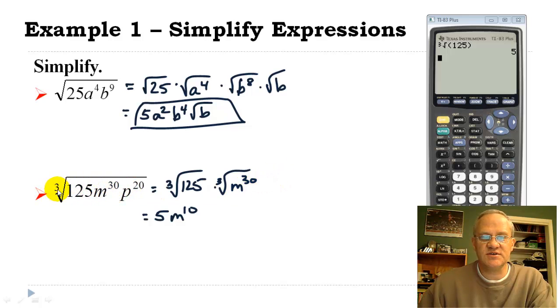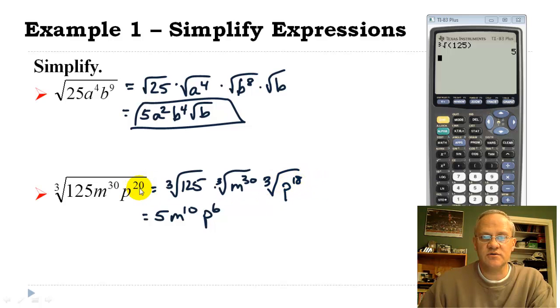Well, we want something to divide by 3 evenly that's less than 20. Well, 19 won't go, but 18 will go. So we've got the cubed root of p to the 18th. That'll go evenly because 18 divided by 3 is 6, right? But we still have something left over.